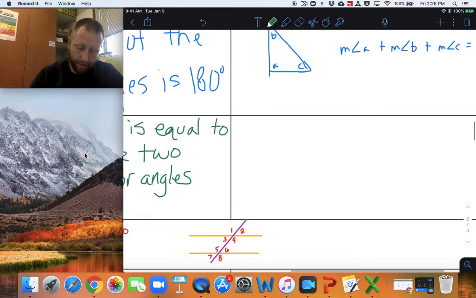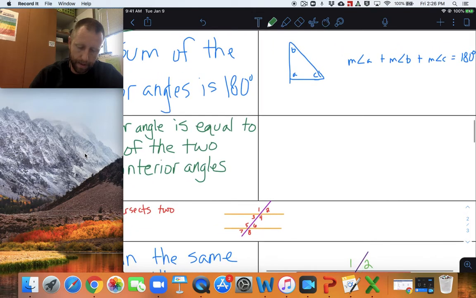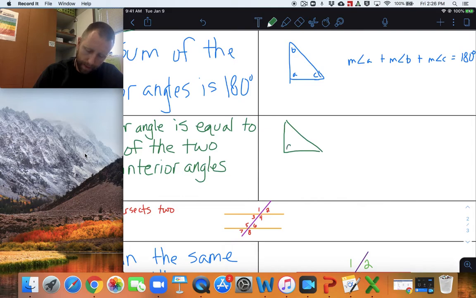But using the example from up above, let's redraw that triangle. So I've got angle A, angle B, and angle C. If I were to extend one of the sides of that triangle, doesn't matter which one, okay? This works for any of them. So if I were to extend one of the sides of the triangle, I'll do line AC there, okay?